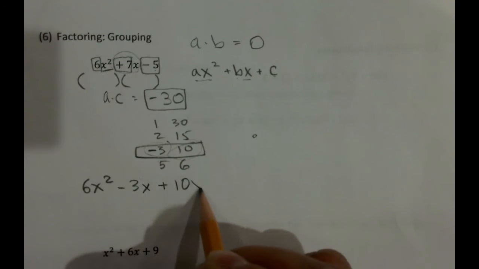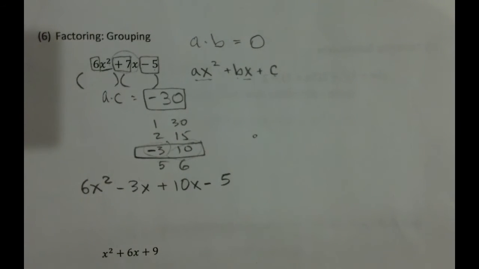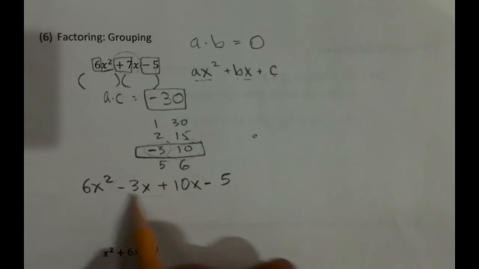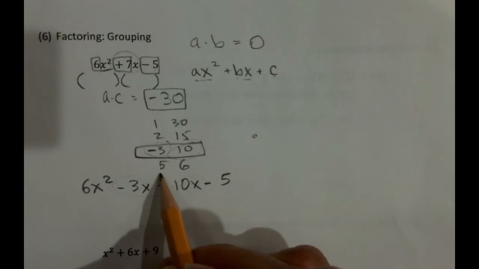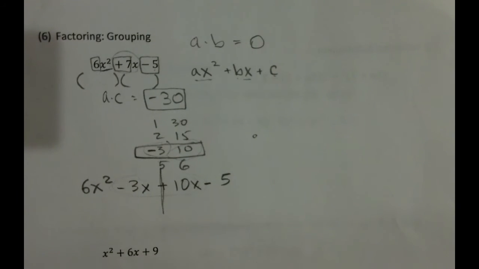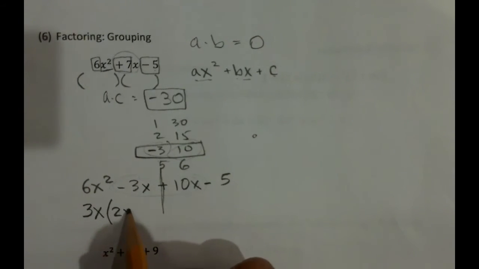I'll show you in a moment that it doesn't actually matter what order you do that in. Okay, so my plus 7x, I've basically split into these two. In order to put this into two pairs, I'm going to look at the first pair, 6x squared minus 3x, and I'm going to factor out the greatest common factor, which is 3x. Over here I'm left with 2x, and over here I'm left with 1.